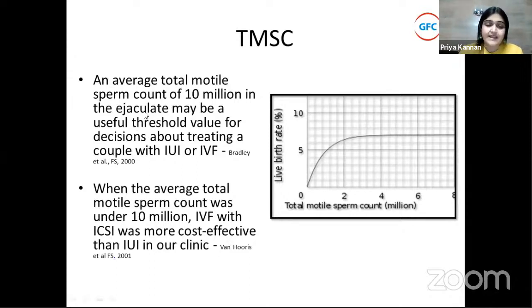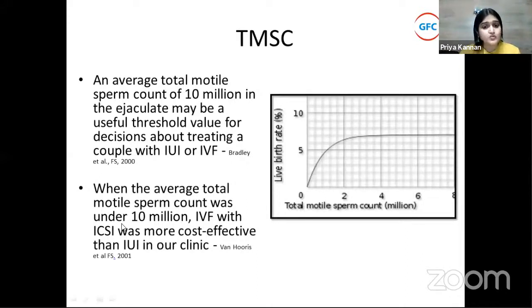Here, Bradley et al. in 2000 showed that an average total motile sperm count of 10 million in the ejaculate, in the native count, may be a useful threshold for decision taking about whether to treat the couple with IUI or IVF. So whenever there is an SAR, you can either do it or ask the lab to do the total motile sperm count as well and give it to you. That will be a good way of deciding.